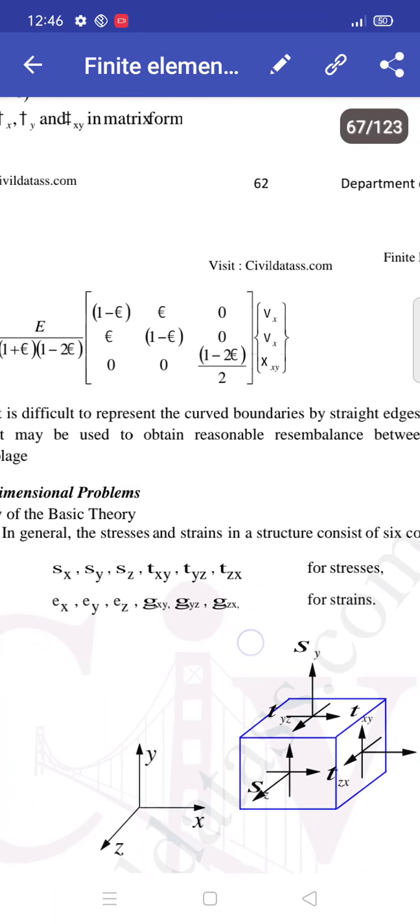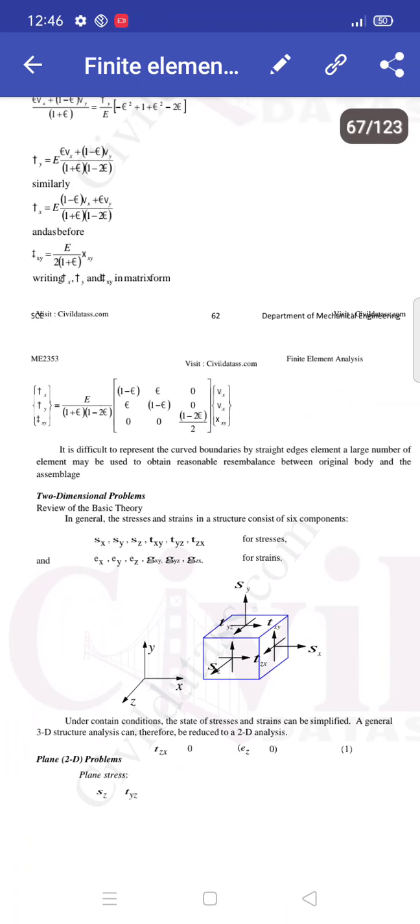It is difficult to represent the curved boundaries by straight edge elements. A large number of elements may be used to obtain reasonable resemblance between the original body and the assemblage.